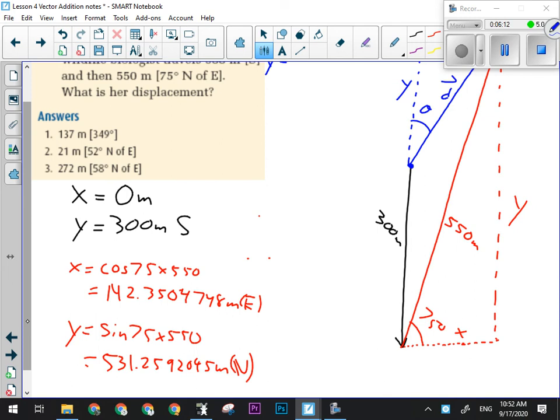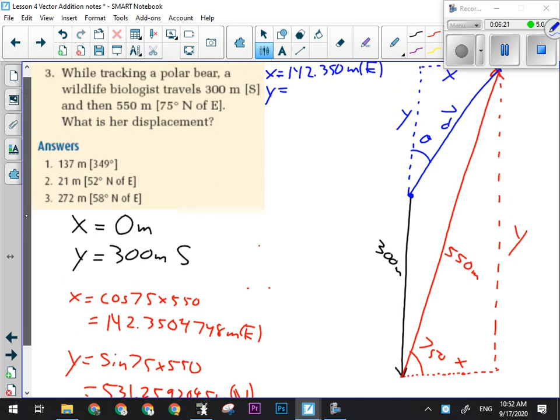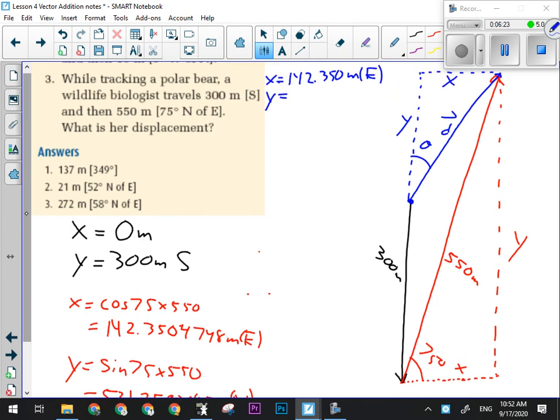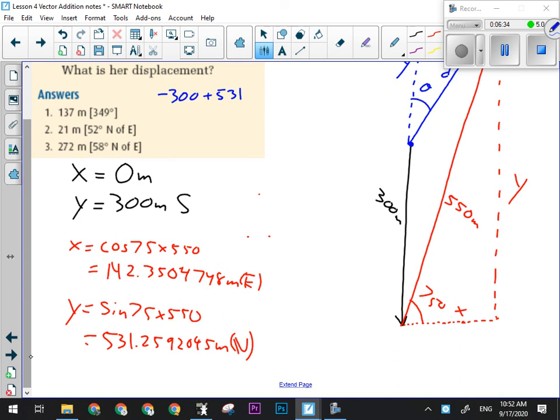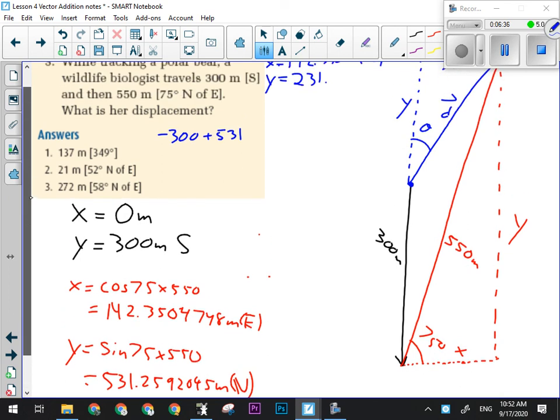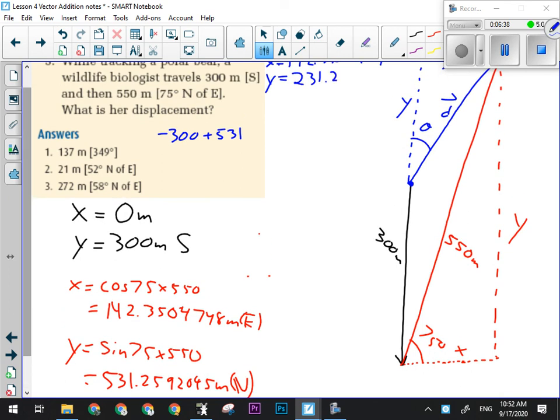231.25 meters, right? She went 300 south and then went 531 north. She ends up 231 north. Agreed? Okay, so when we're doing that subtraction there, we would just do basically negative 300 plus 531, and we would get 231.259, et cetera, et cetera. Okay, and that's meters north.